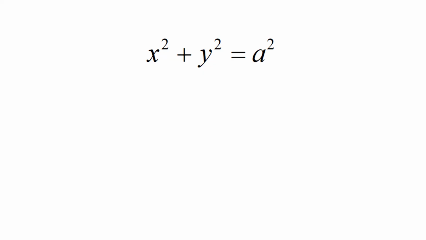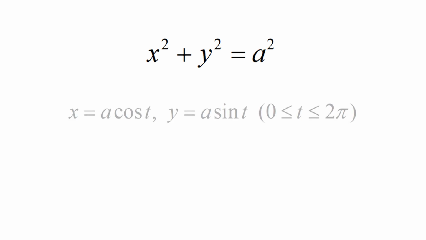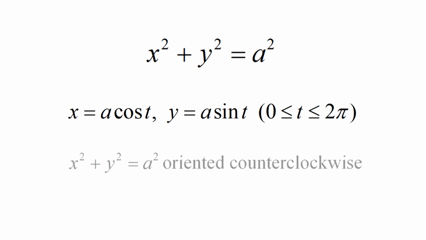As a particular case, if we take a = b as a positive constant, then the ellipse becomes the circle x² + y² = a². Thus, the parameterization x = a cos t and y = a sin t, where 0 ≤ t ≤ 2π, represents the circle x² + y² = a² oriented counterclockwise.